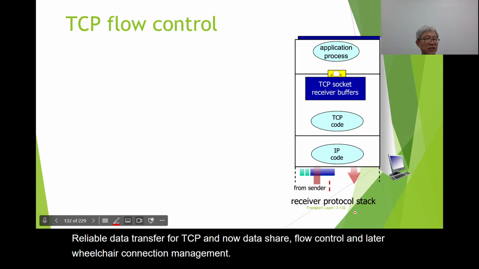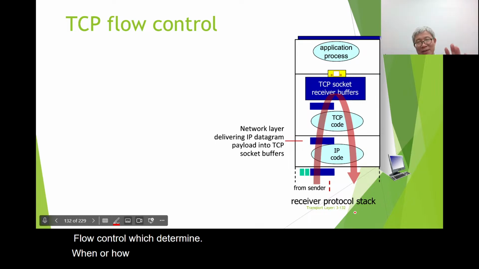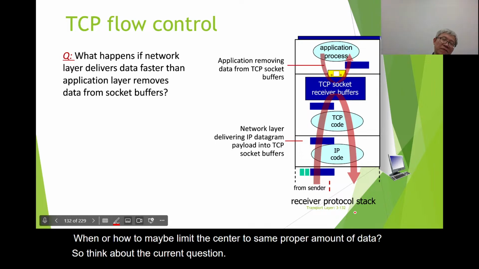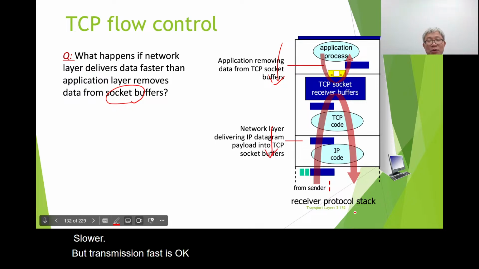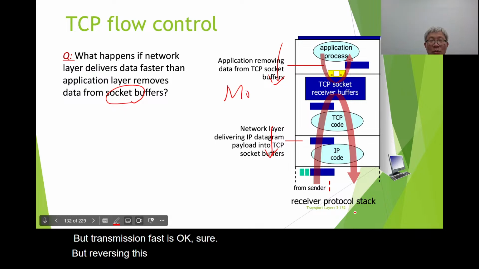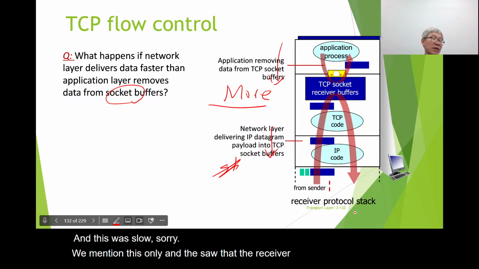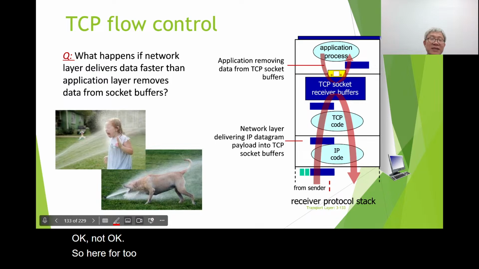Flow control: we should determine when or how to limit the sender to send a proper amount of data. So think about the current question. If we have data arriving slower but transmission faster, it's okay, sure. But reverse it: the sending is more and the receiving is slow. And so the receiver cannot tolerate it, and it's not okay. So here, if too many, it's not acceptable. You have some daily life examples like this.